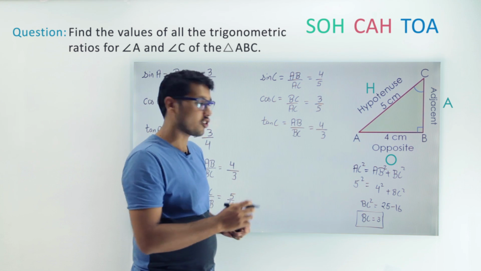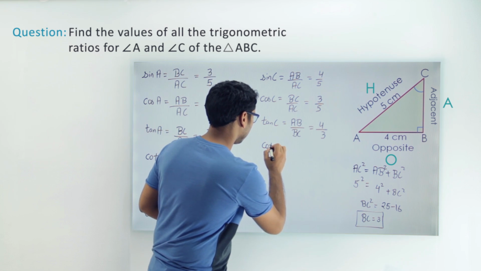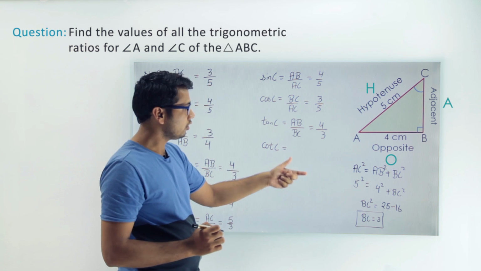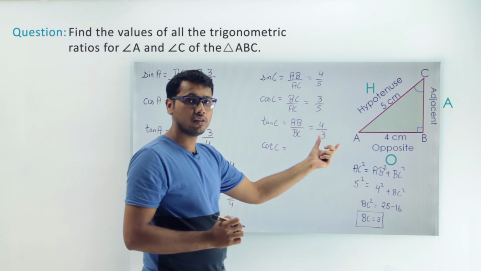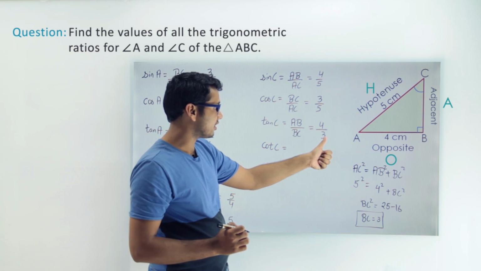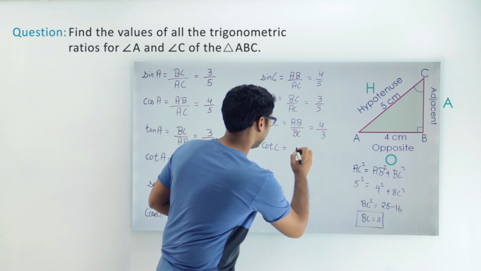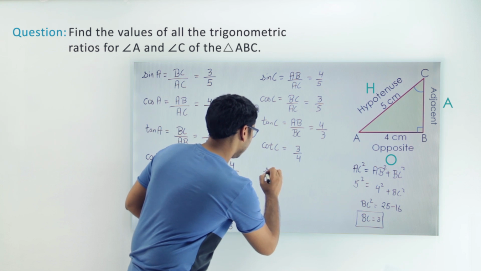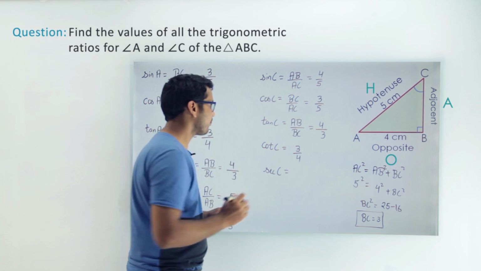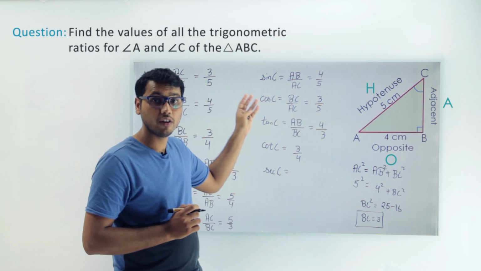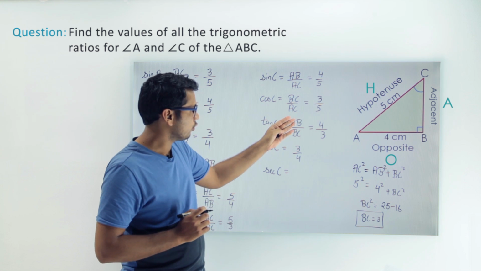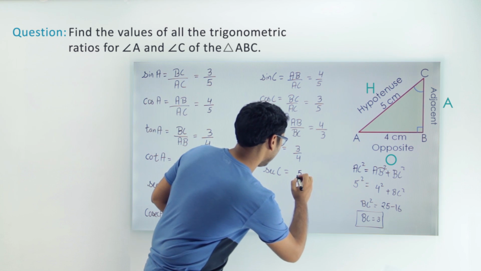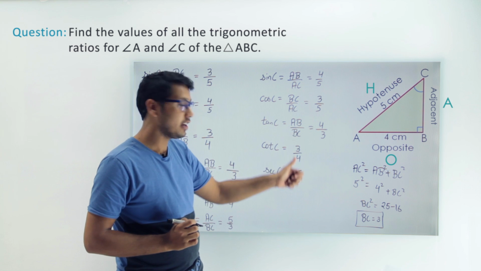Now we have to find the value of cot C. Cot C is equal to the reciprocal of tan C. So all you have to do is take the reciprocal of this value. The reciprocal of 4 by 3 will be 3 by 4. So this will come out to be 3 by 4. Similarly, we can find the value of sec C. This will be the reciprocal of cos C. So all you have to do is reciprocate this value. The reciprocal of 3 by 5 will be 5 by 3.